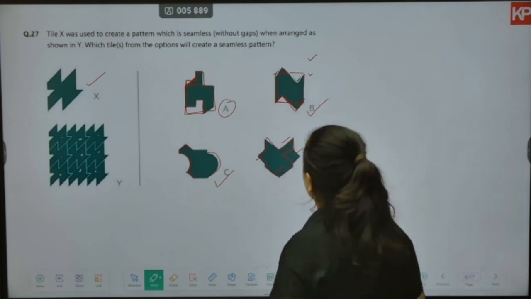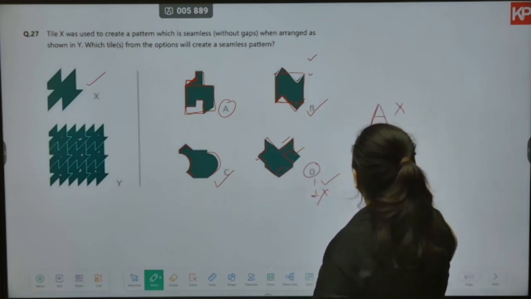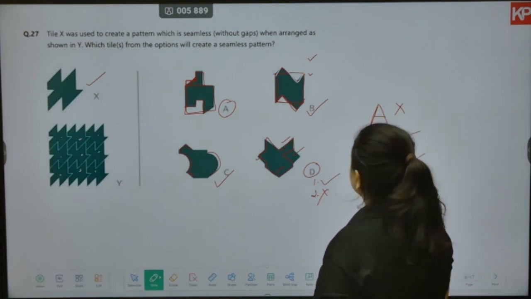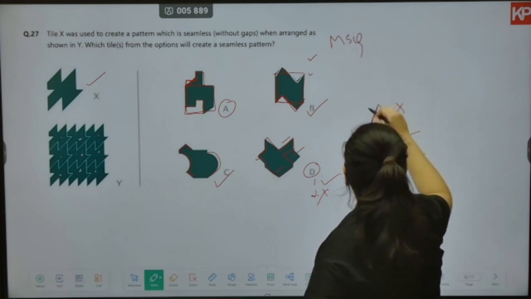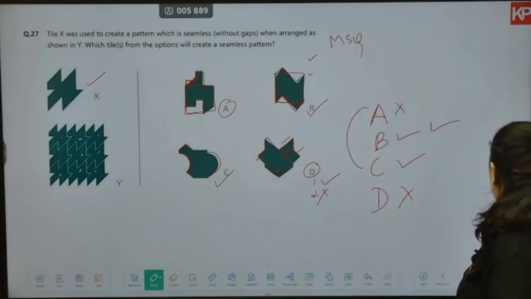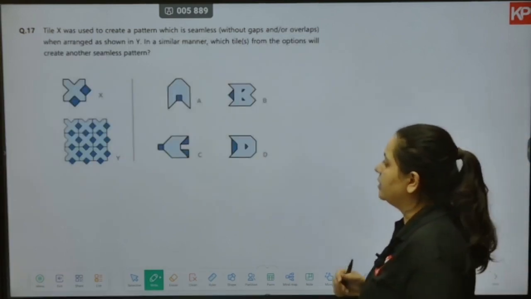So the answer for us is option A is not going to tessellate, B is going to tessellate, C is also going to tessellate, and D is not going to tessellate. So under this MSQ option, we have B and C as the answer. I hope you are able to understand the process of it. But let's practice more and understand it.